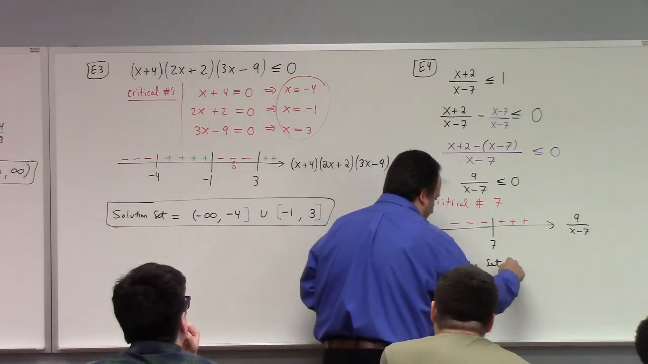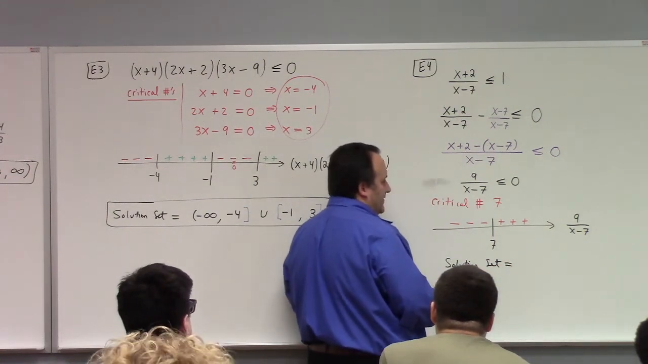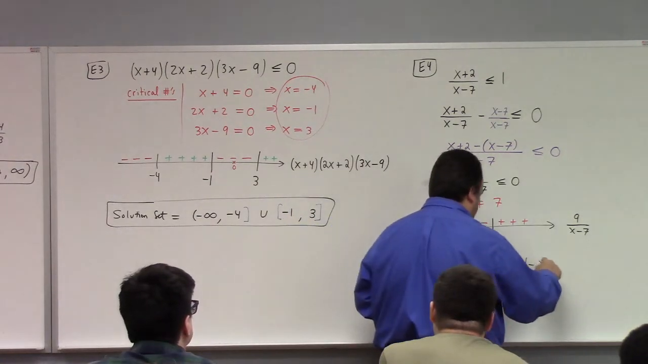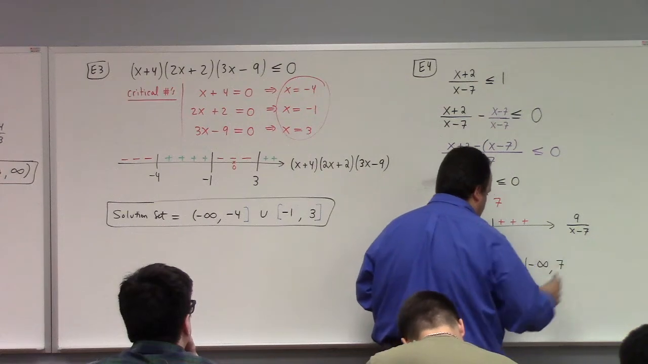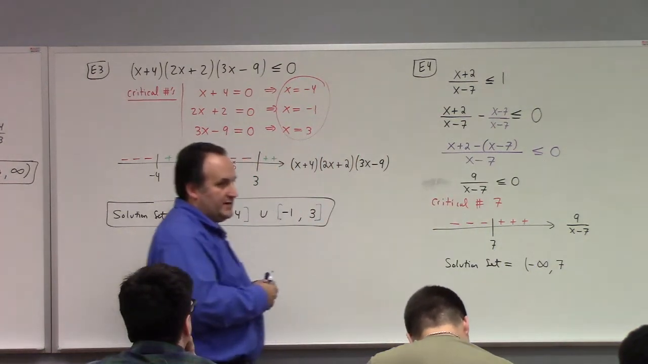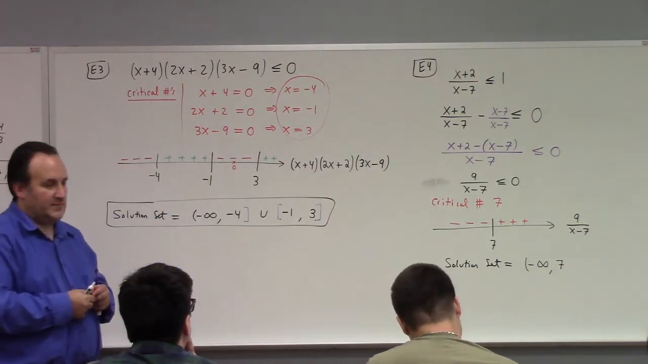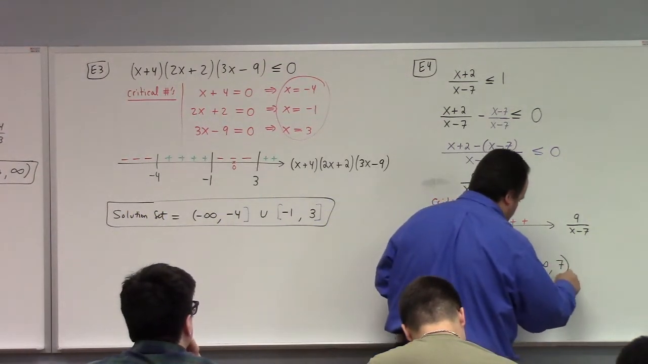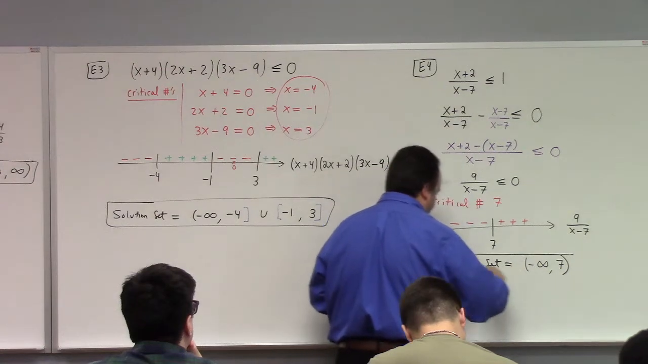Solution set. You said minus, where the minuses are? So we do minus infinity to 7. Do we include or exclude 7? We must exclude it because plugging in 7 gives us division by 0, which is not allowed.